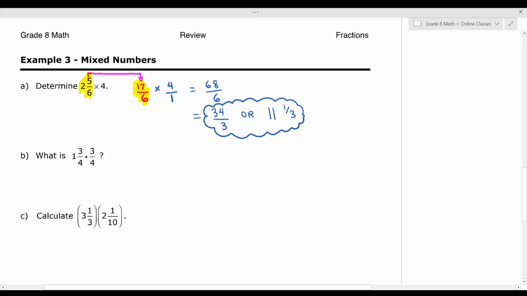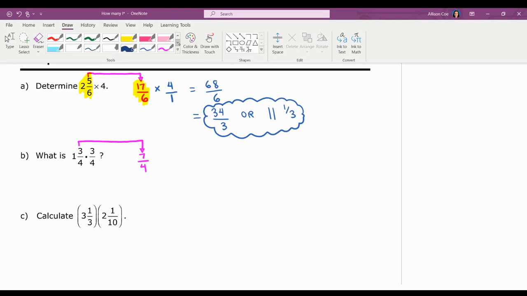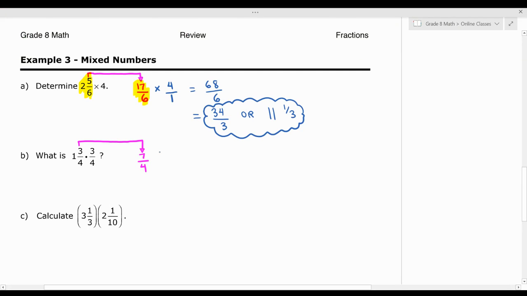Question B. So you'll notice this one is mixed number times a proper fraction. So first thing, switch your mixed number into improper. So I'm going to take this. I would go 4 times 1 is 4. Add the 3. That's the same thing as 7/4. And then still times 3/4.